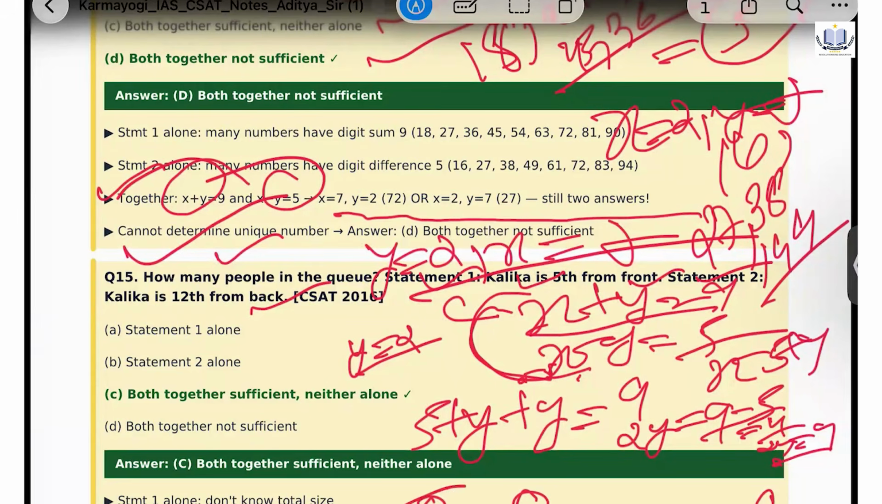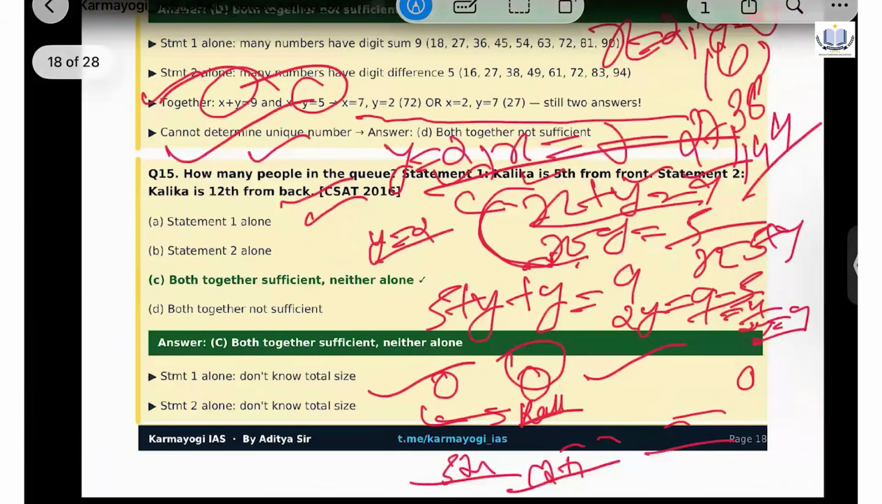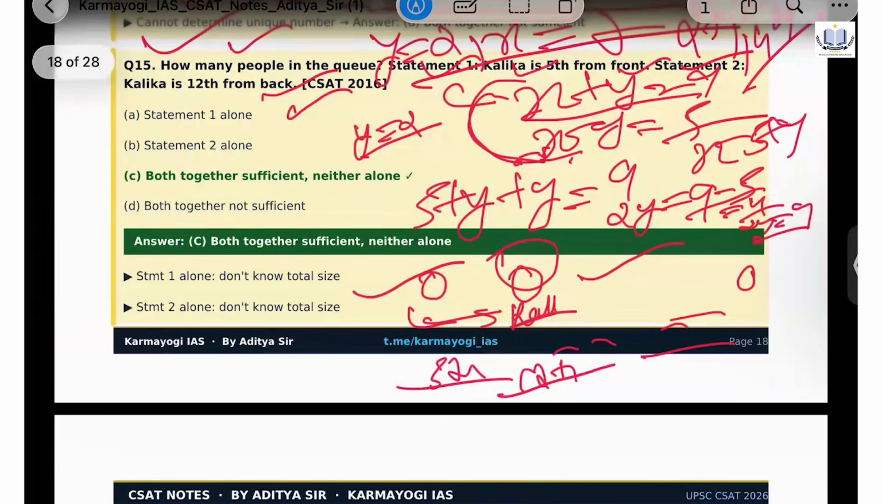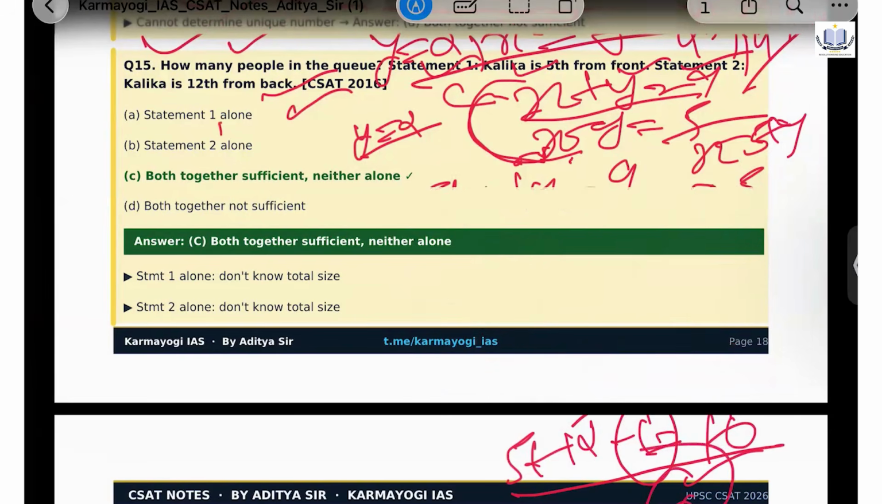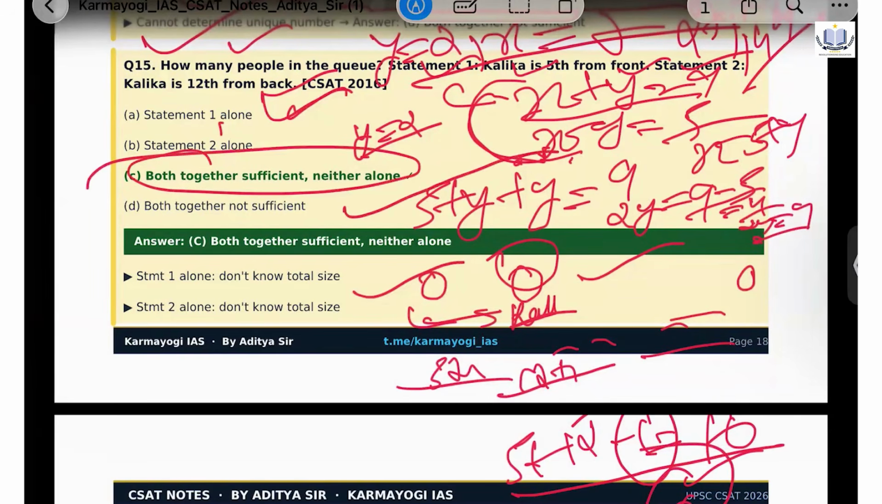Now if we have to find how many people are in the queue, naturally with one statement alone we cannot find the answer. Kalika is common, right? So 5 plus 12 minus 1 will be the total number. Okay, double count of Kalika is happening here. So the answer will be 16. But both are required, both together sufficient, neither alone. So answer will be C.